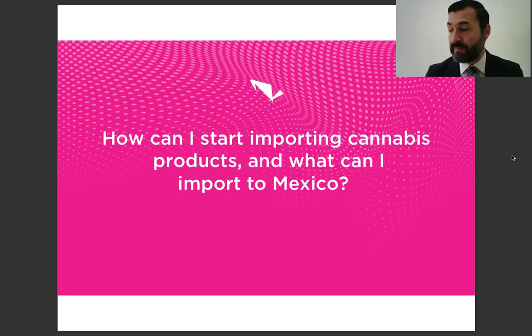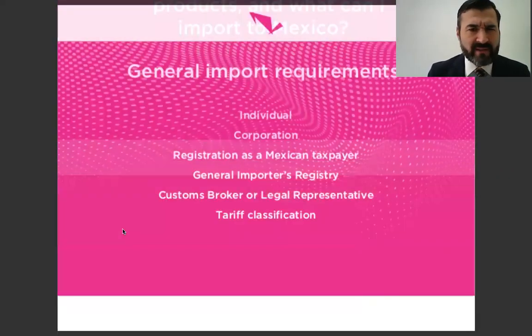things into Mexico. So I put up a list of the main aspects, the general aspects of importing, or requirements of importing goods into Mexico. And first of all, you can import goods by being an individual or a corporation. Okay, so that's number one. You have to decide whether as an individual you import goods into Mexico, or as a corporation.